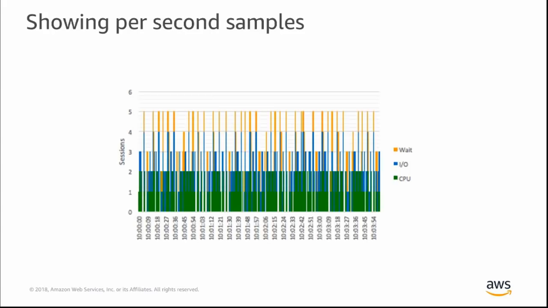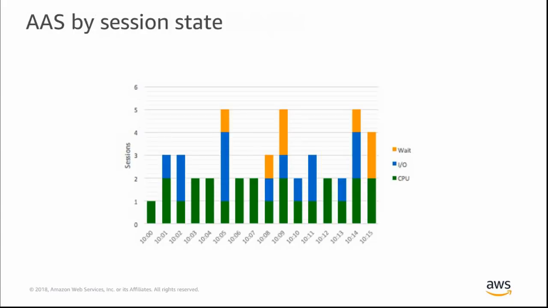So now I can see the load, not just by current activity, but I can see what state that activity is in. And this tells me what kind of load is on the database. So here I see that I spend about a third of my time on CPU. I'm also spending maybe another third, or close to a third, waiting for I/O, and then finally some waits.